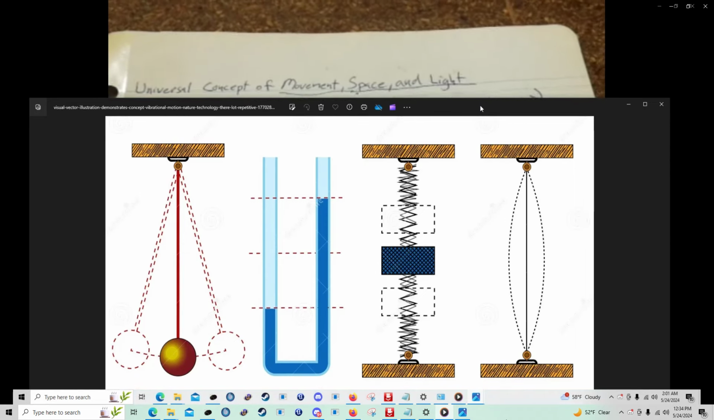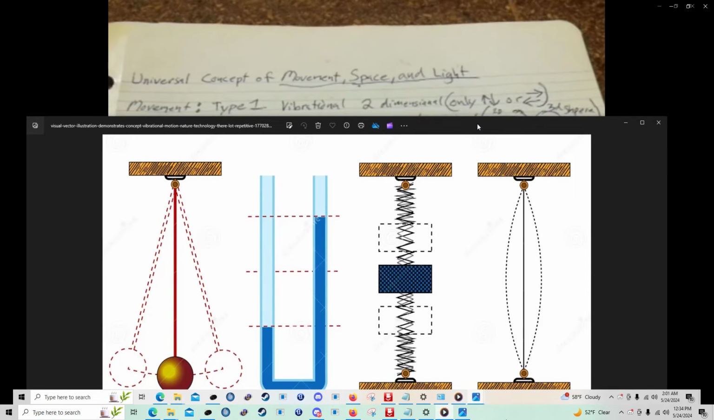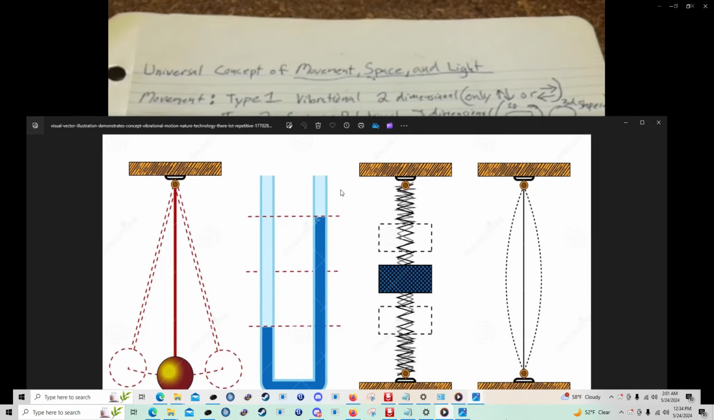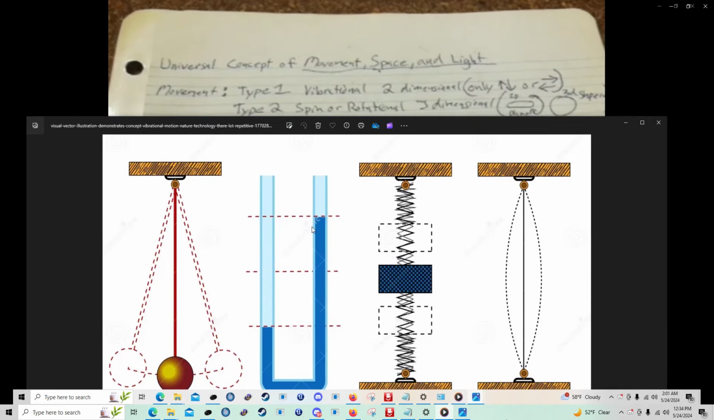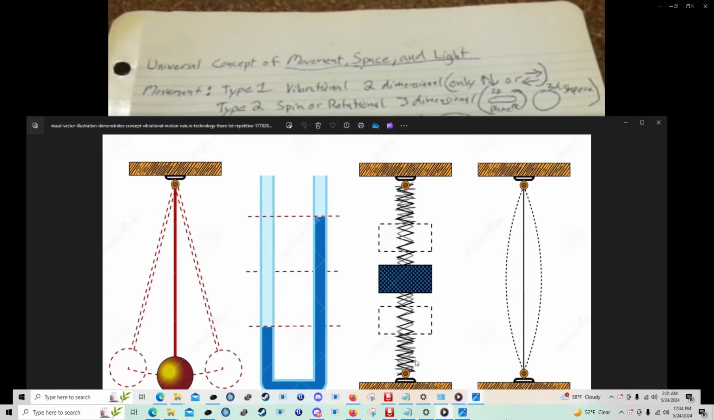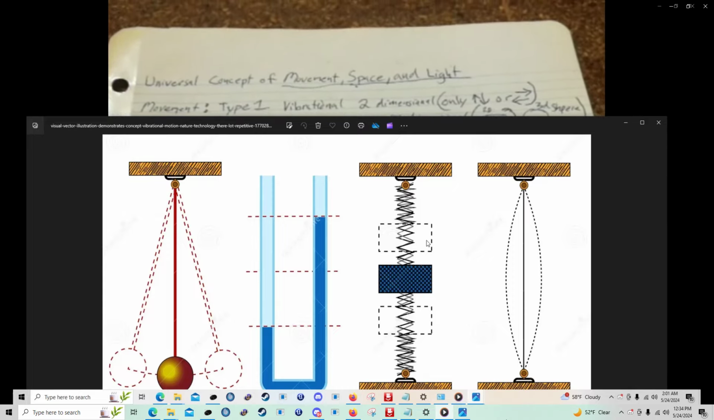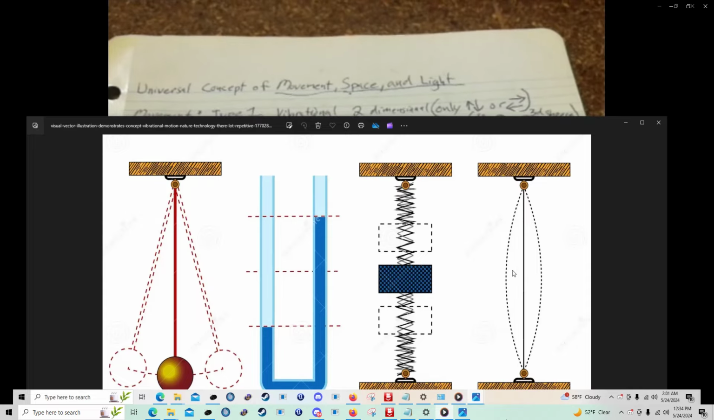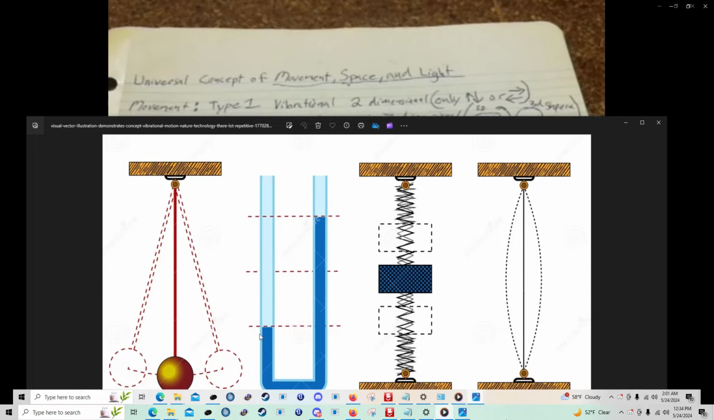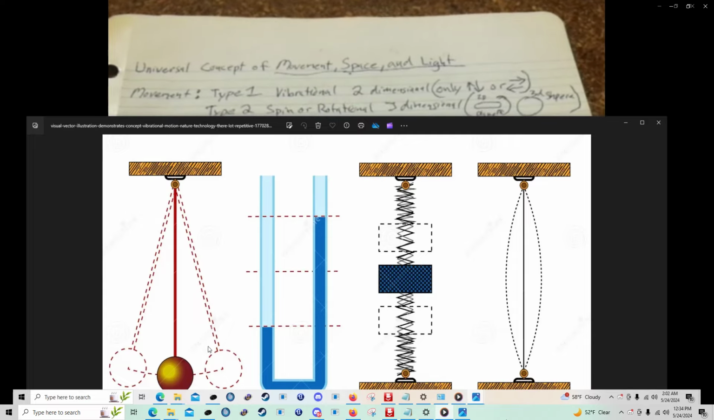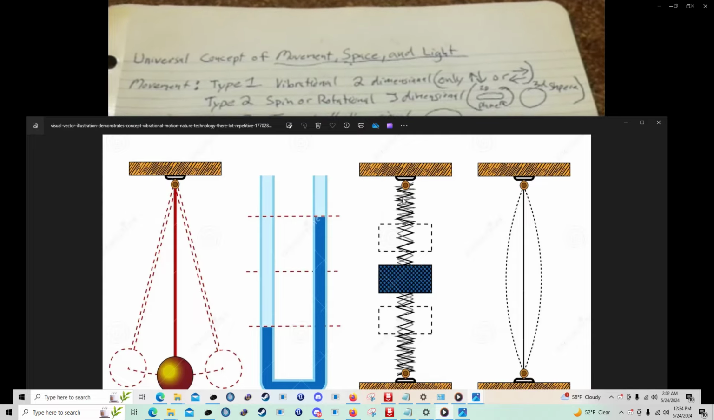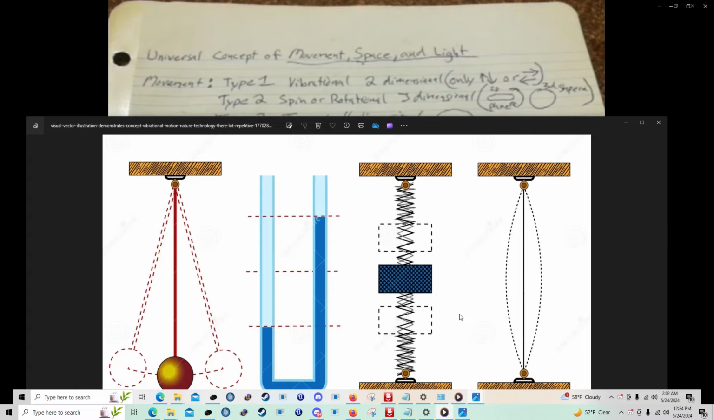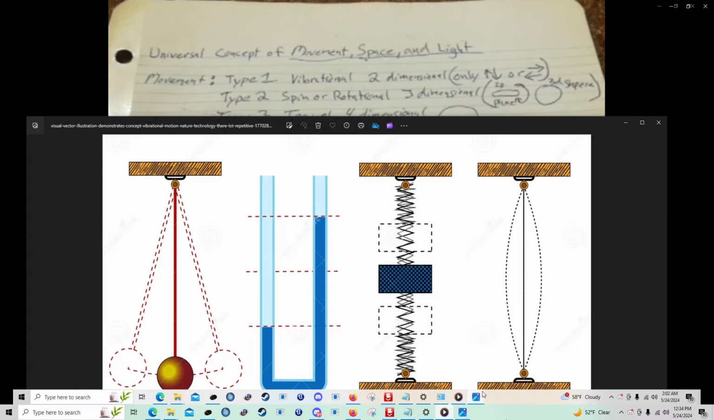One is vibrational or resonance, and that type of movement is two-dimensional, where you can have something vibrating up and down or side to side or whatever direction it's going. It's only going in a two-dimensional movement, side to side or up and down.